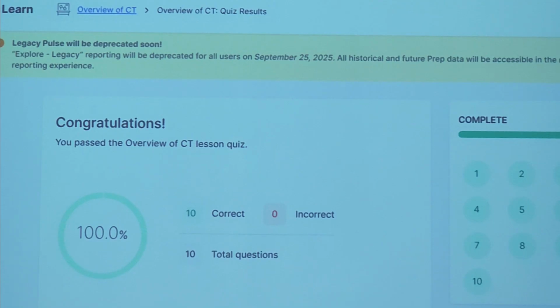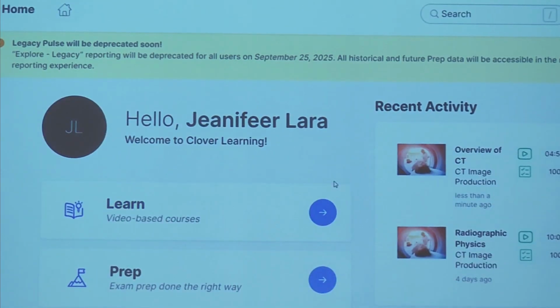Good. We passed the overview. We are officially done with the overview of CT. And so now let's go to the next section. Let's take a quick 10-minute break, and then we're gonna come back and see radiographic physics. You have the PowerPoint for number 2, correct?